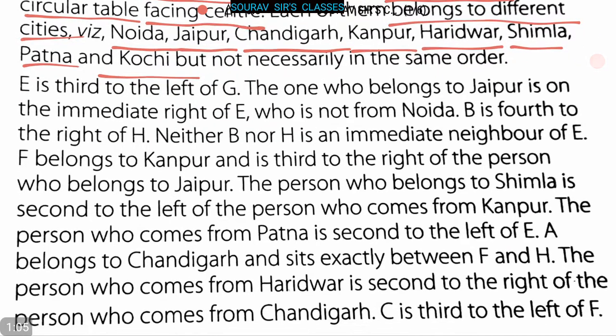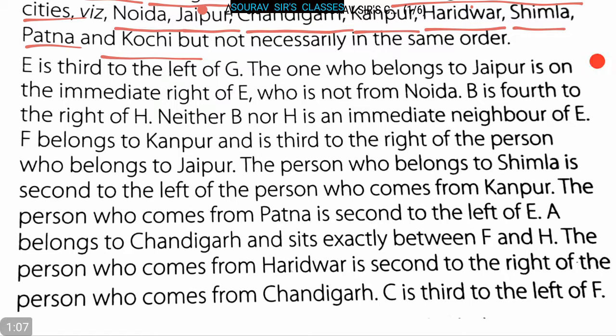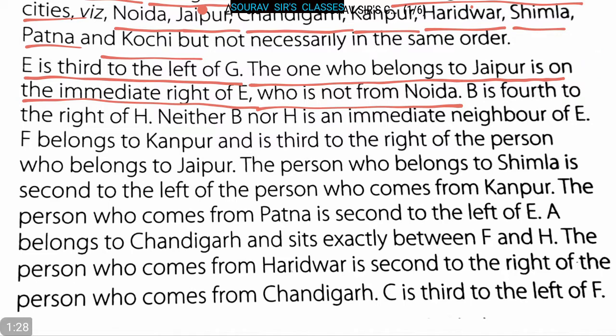Now E is third to the left of G. The one who belongs to Jaipur is on the immediate right of E. Now, who is not from Noida? It's given that the person who belongs to Jaipur is on the immediate right of E, and E is not from Noida. Now, B is fourth to the right of H.